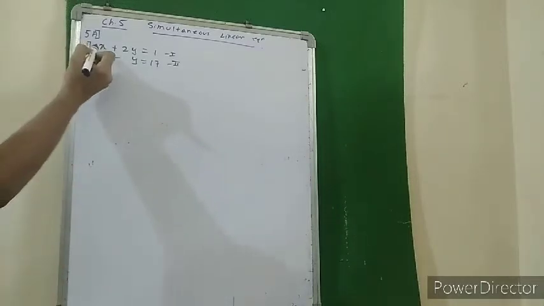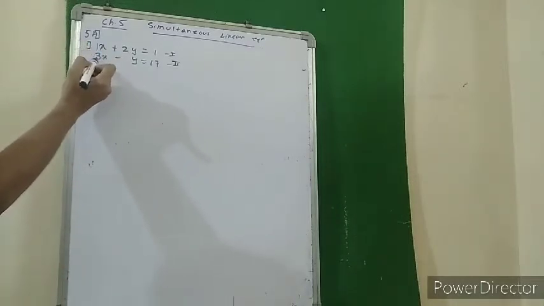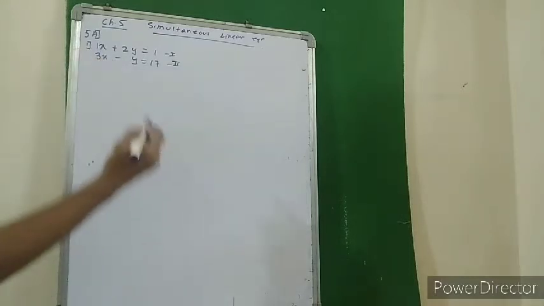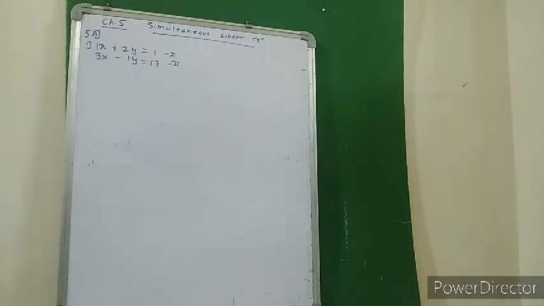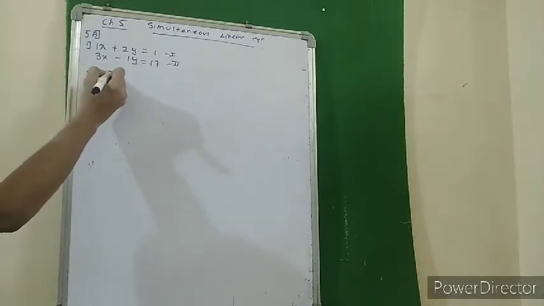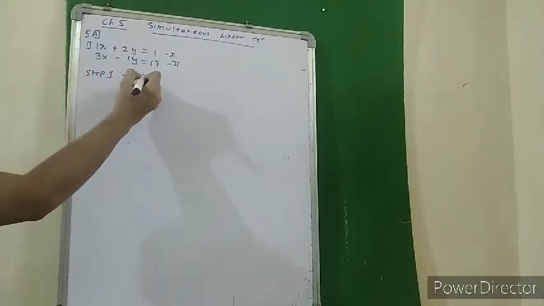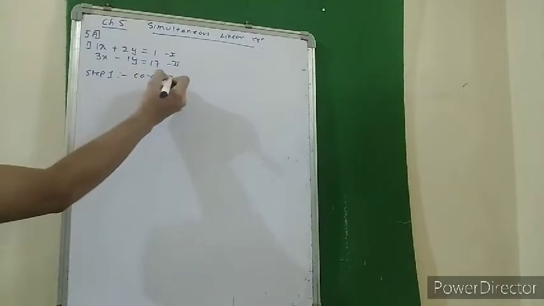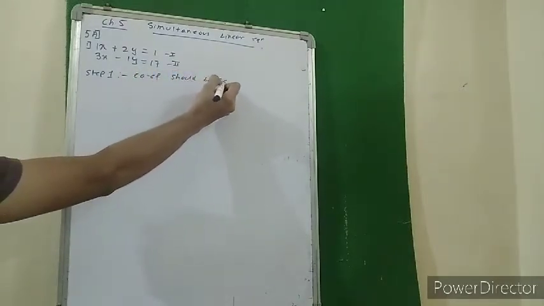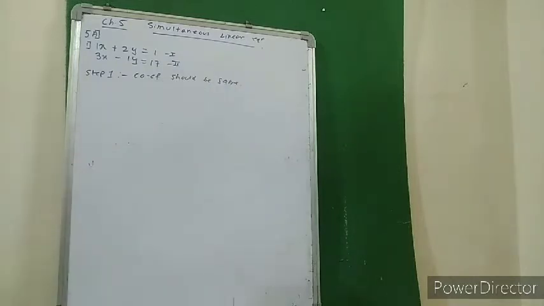See, this is x, what is there with x? 1, and with the second equation it is 3. So 1 and 3 are the coefficients of x. 2 and 1 are the coefficients of y. So the very first step, step number 1, is that the coefficient should be the same, either of x or of y. Any one of them.